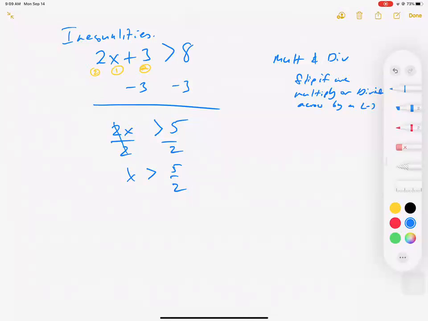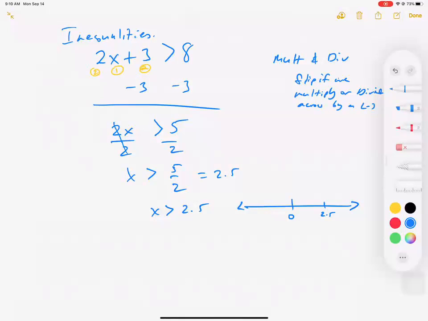Now, if I want to graph this, 5 over 2 is a decimal. And if we take $5 and divide by 2, you know that's $2.50, right? So x is greater than 2.5. We can graph that on a number line. Here is our 0. 2.5 is over here. Look how accurate that number line is.